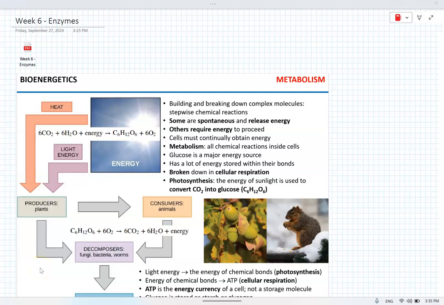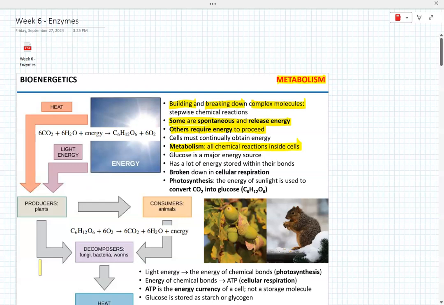In today's lecture, we're going to talk about basics of bioenergetics, energy transfer, and enzymes. The term that describes all chemical reactions within the cells is metabolism. Some of those reactions are spontaneous and can release energy. Others may require energy to proceed. During these reactions, complex molecules are being built or broken down.